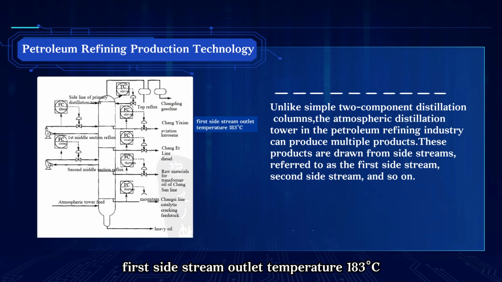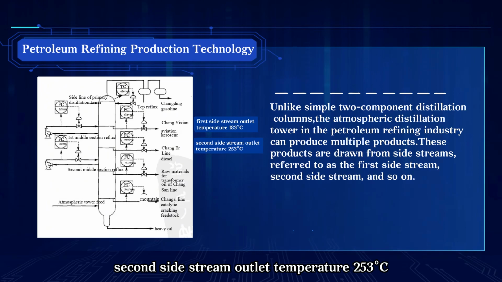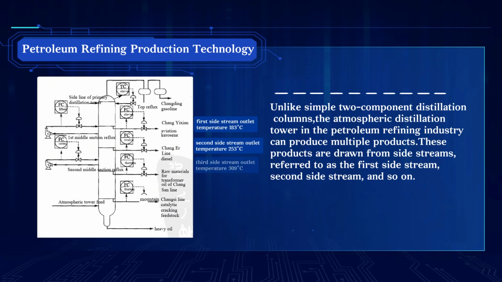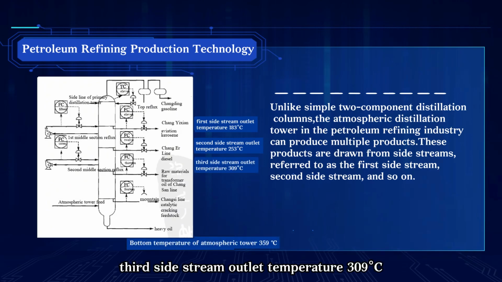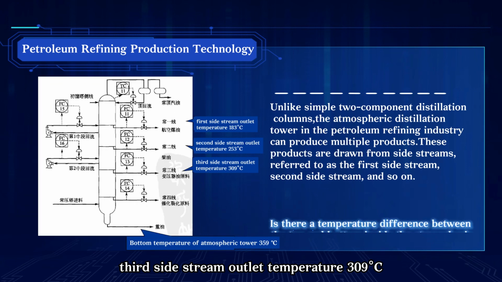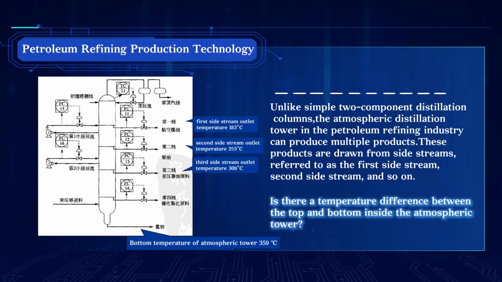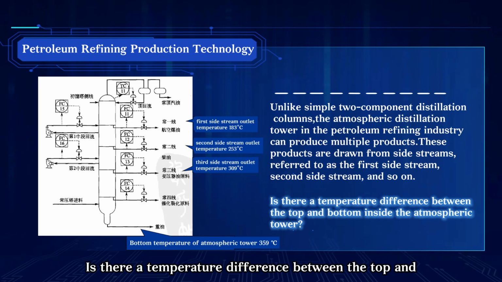First side stream outlet temperature 183 degrees Celsius. Second side stream outlet temperature 253 degrees Celsius. Third side stream outlet temperature 309 degrees Celsius. This raises a question. Is there a temperature difference between the top and bottom inside the atmospheric tower?